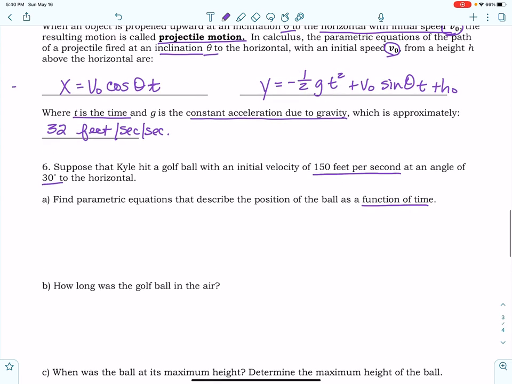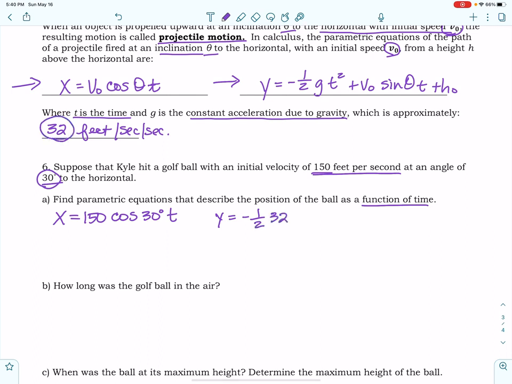So we are going to write this equation in context of the problem and this equation in context of the problem. So x is going to equal the initial velocity, which is going to be 150, times the cosine of theta, which is 30 degrees, t, because I'm writing them as functions of time. Y is going to be equal to negative 1/2 g, well we know g, it's 32 all the time, times t squared plus initial velocity times the sine of 30 degrees t.